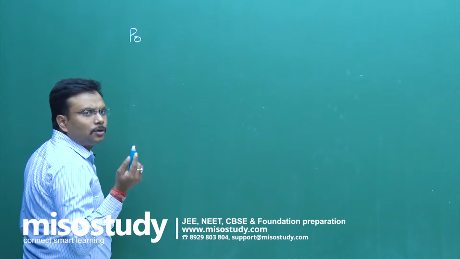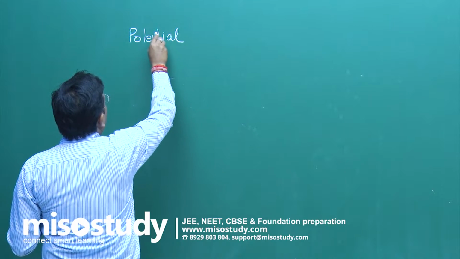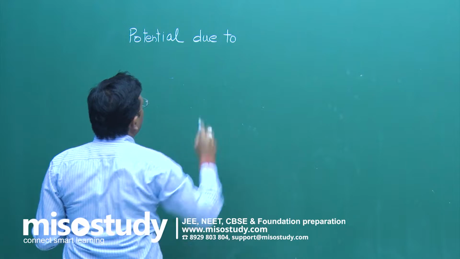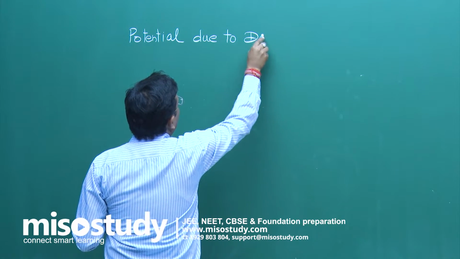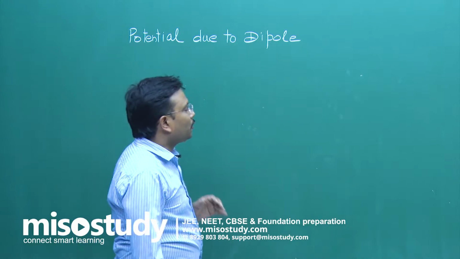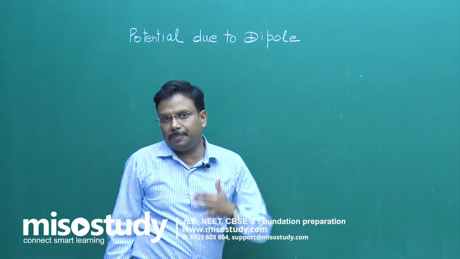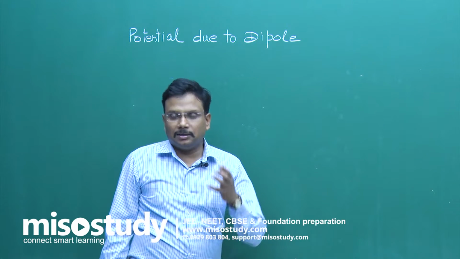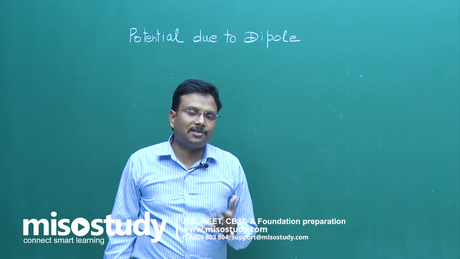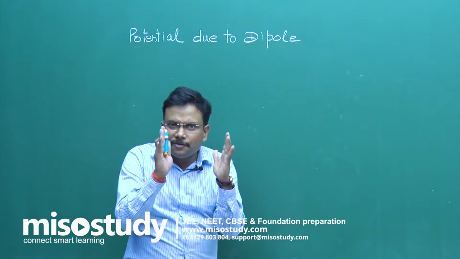Potential, obviously electrostatic potential, due to dipole. Simple. Fine. Now, if you try to recall, during the discussion of electric field, we explained the electric field associated with the electric dipole, and today we are going to discuss electrostatic potential associated with the electric dipole. The basic difference is what?